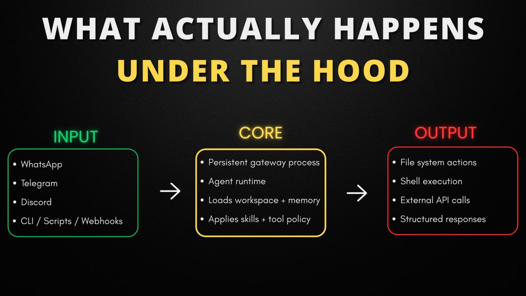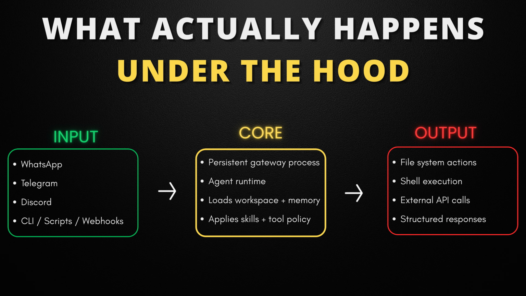Here's the mental model I want you to lock in before we go any deeper, because if you understand this properly, everything else becomes intuitive. OpenClaw is essentially a router between communication and execution. Messages come in from channels like WhatsApp, Telegram, Discord, or even from local CLI commands and scripts. The gateway process receives those messages and routes them to the agent runtime.